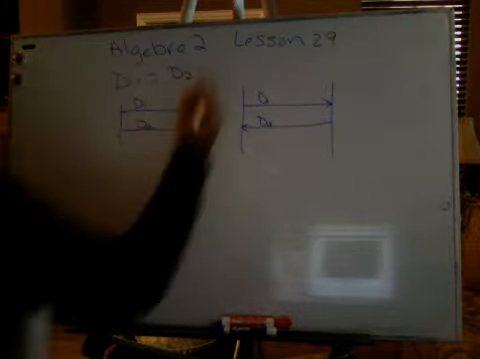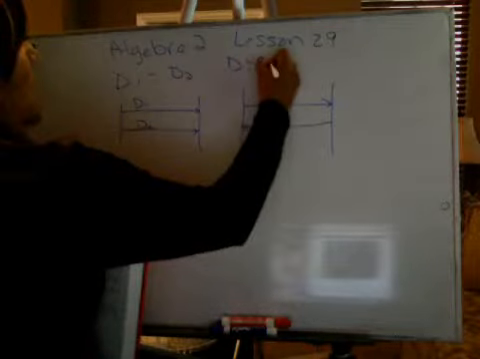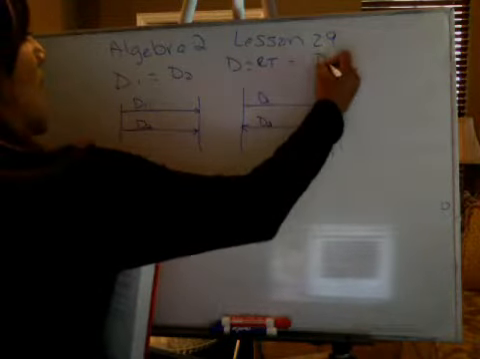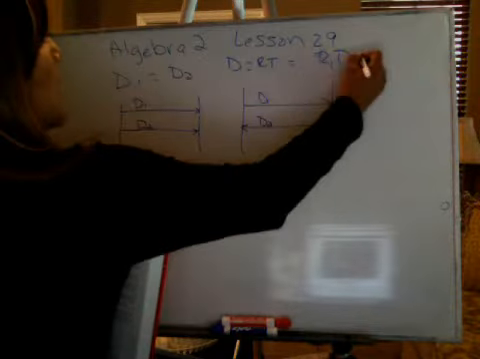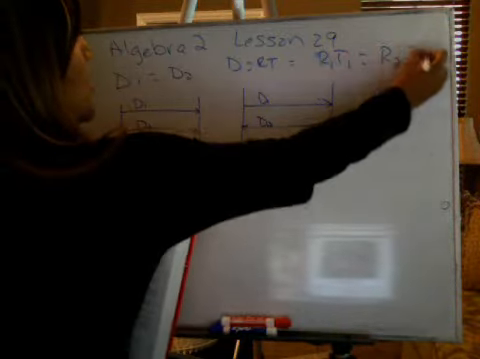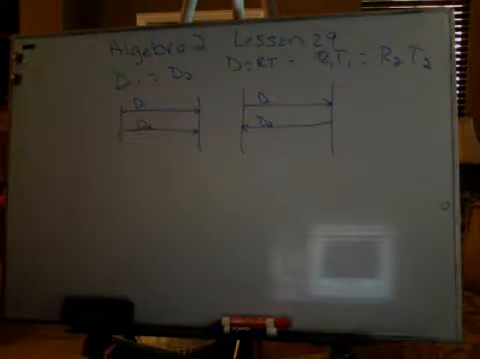In essence, remember, the distance formula is rate times time. So we can say R1T1 is equal to R2T2 if D1 and D2 are equal.